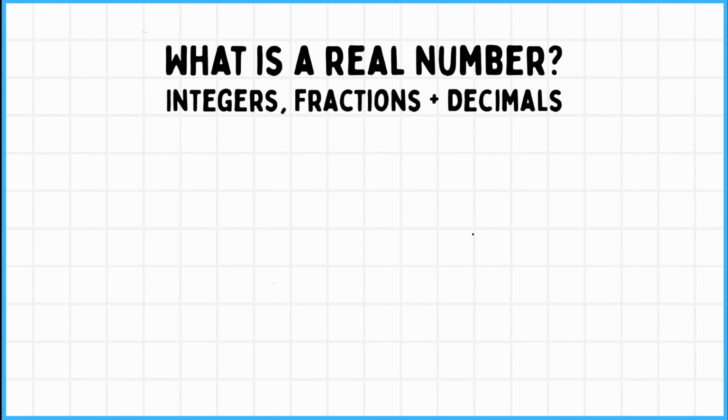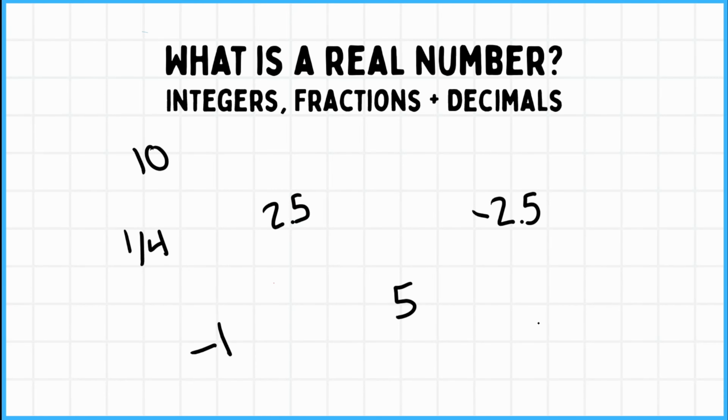So what are real numbers? Real numbers include integers, fractions, and even decimals. So 2.5, yeah, that's a real number. -2.5, sure thing, also a real number. A quarter, yeah, that's a real number. 5, 10, all real numbers. -1 and -3 would also work.